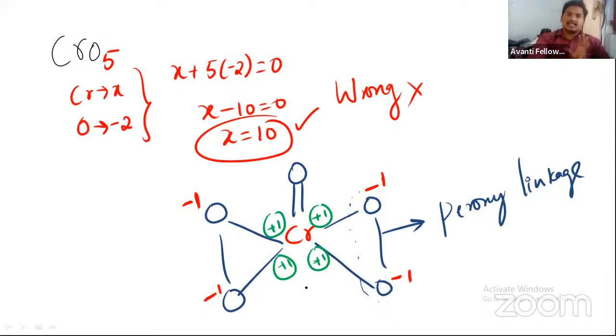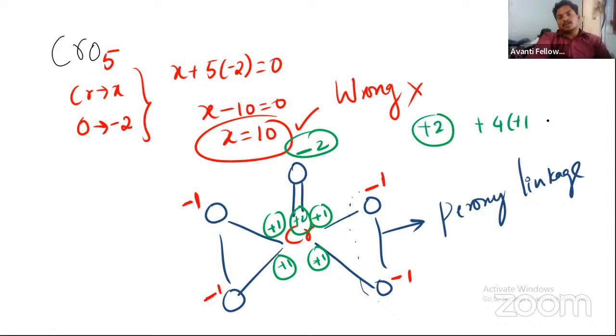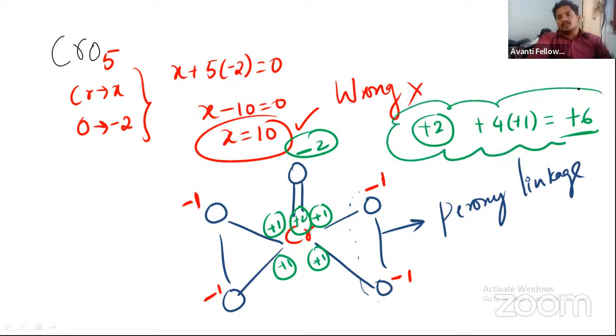So to balance the charge, you are keeping 4 positive, and you have -2 here. If you have -2, what are you going to keep here? You are going to keep +2. So +2 plus 4 into +1 is going to become what? +6. I hope you understand this.